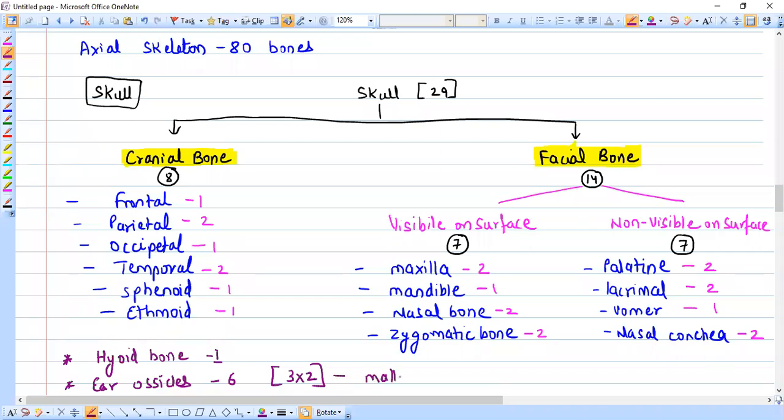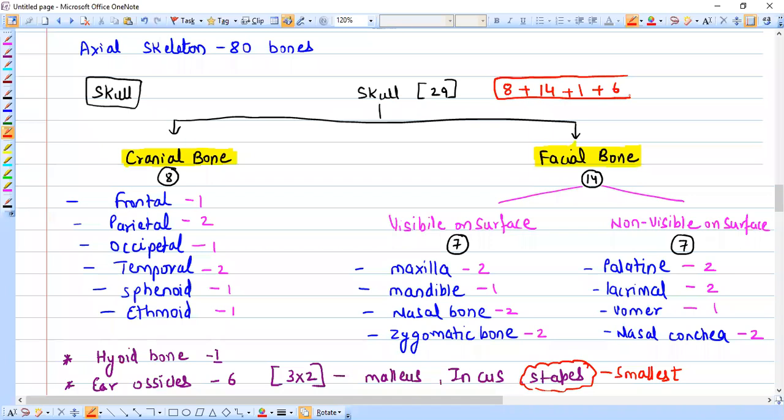So I can say it is malleus, incus, and stapes. And among all these, malleus, incus, and stapes, remember that the stapes is the smallest bone of your body. So now when you calculate, you will easily get skull bones 29: 8 cranial bones, 14 facial bones, 1 hyoid, and 6 ear ossicles. So this becomes your skull bone, which has a total of 29 bones.